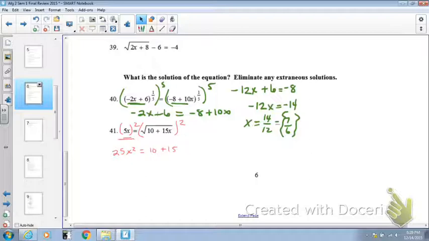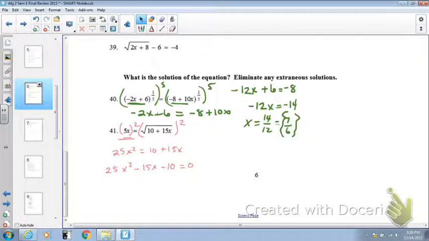Now since I have a squared term, there's not just one x there. There's actually 2 x's. So I have to bring everything over to one side, and I can do the quadratic formula with that, or factor it, whatever I want to do. So I'm going to subtract 15x from both sides, subtract 10, and here's my equation. So again, you can use the quadratic formula to solve, or you can factor, whatever you want.